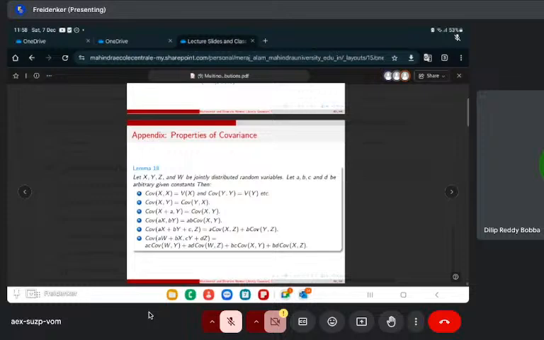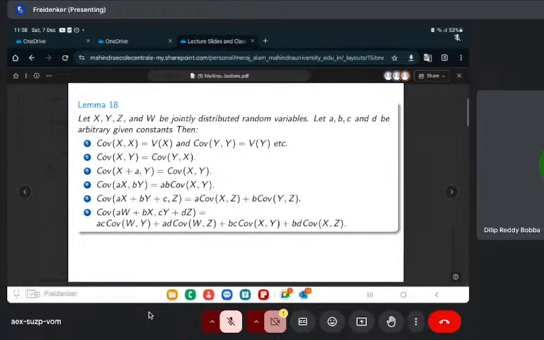So covariance of x comma x is nothing but variance of x. And covariance of x comma y is the same as covariance of y comma x. And you don't have to memorize any of these. I showed you how to find it for anything, right? I showed you one way, and that one way encompasses all of these 6 points. So you don't have to memorize. You can do it yourself. Okay, fine, enough said.